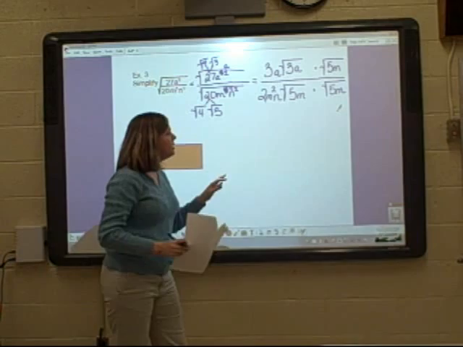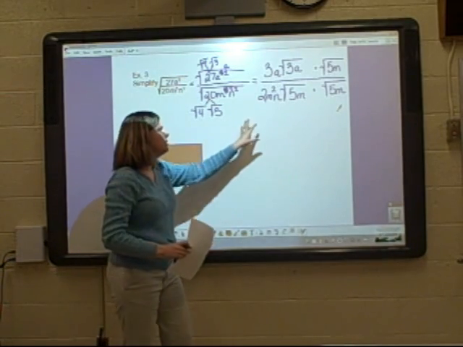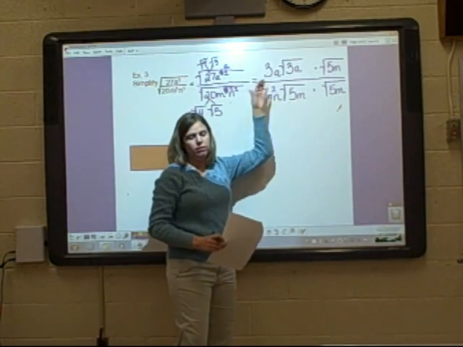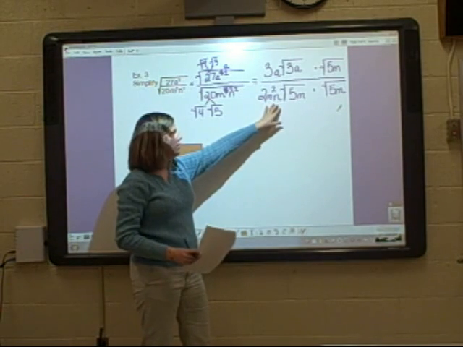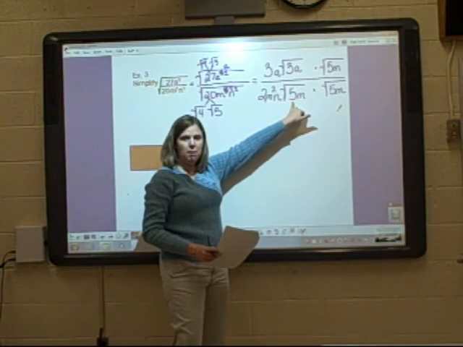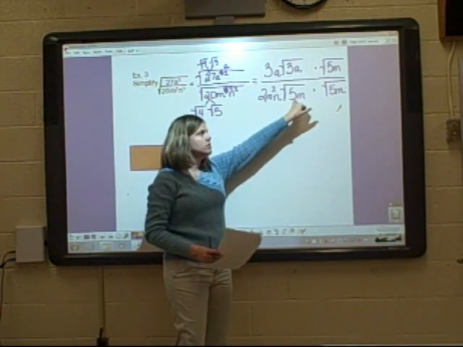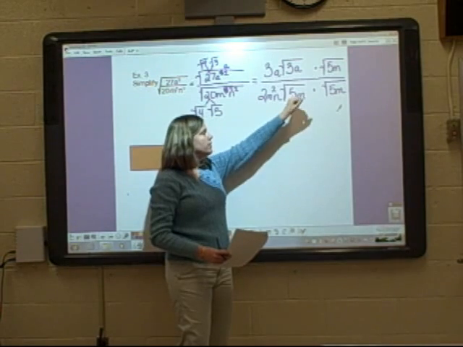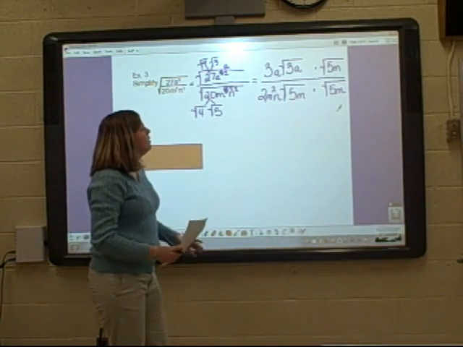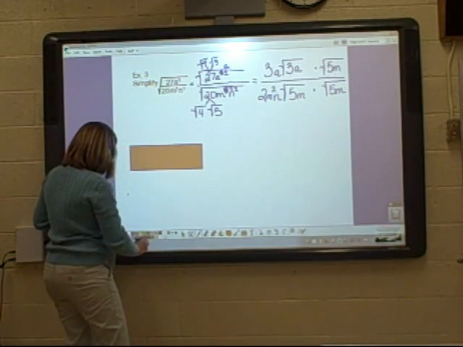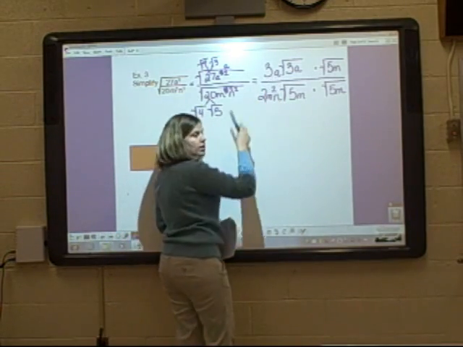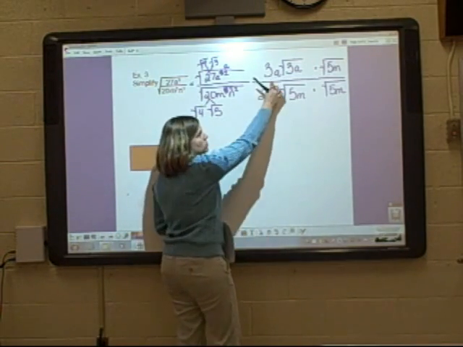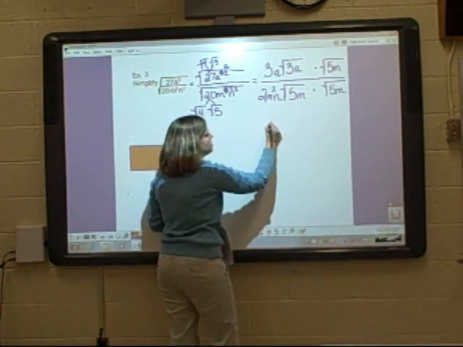I don't want to take my entire top and bottom times the entire denominator like I did in the last example. That just makes things more complicated. So just multiply the top and the bottom by what's underneath the square root in the denominator. Okay, if I do that correctly, on top, I don't have anything to multiply by 3a. It'd just be 3a times 1, which is 3a.